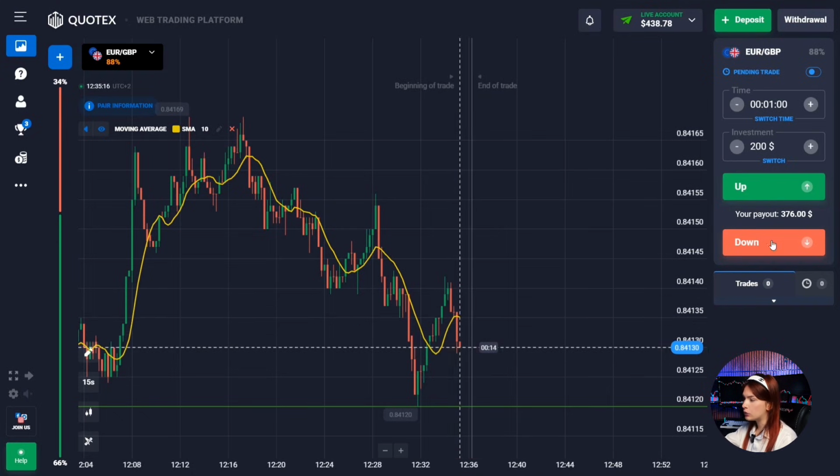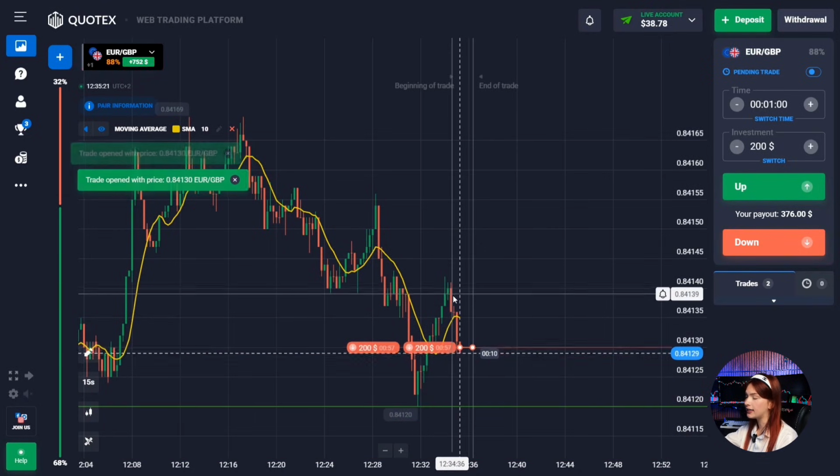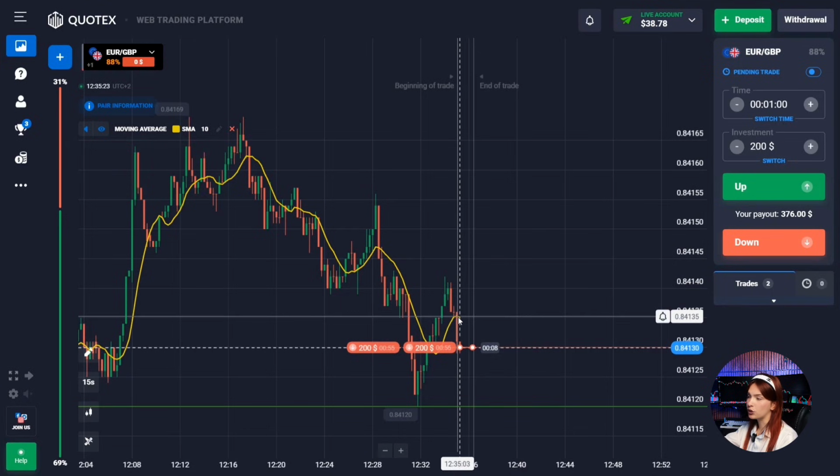Okay guys, let's go down for 1 minute, and as I can see, impulsive red candles have formed and the price has crossed the moving average from top to bottom.